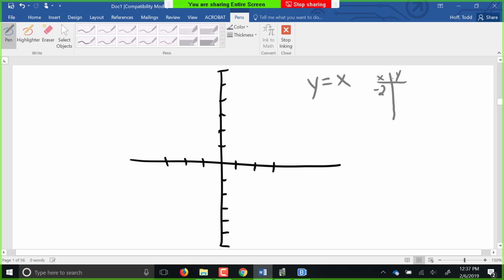If x is -2, what does y have to be? -2, y equals x, right? If x is 0, what's y have to be? 0. If x were +3, y would be 3. So I've got -2, -2 right there. 0, 0, that's my origin. 3, 3 right there.